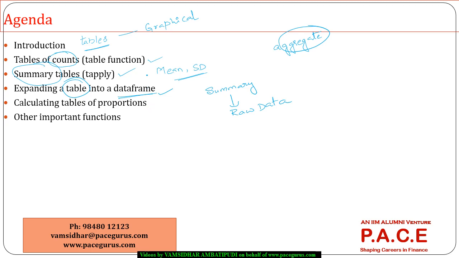Then we are making a table of counts of the raw data. Again, if I have to get into creating tables of proportions, row wise proportions, percentages row wise, percentages column wise, if I have to create these kinds of proportions, what is it that I can do? And towards the end, we are going to look at a few other important functions which are very essential from the perspective of tables. So let's get started.